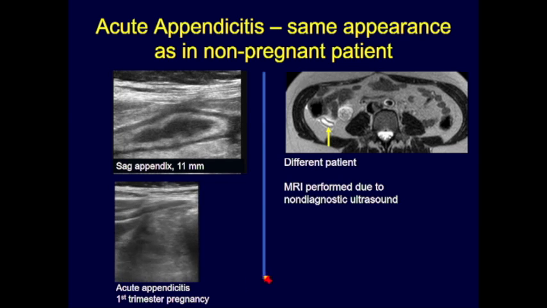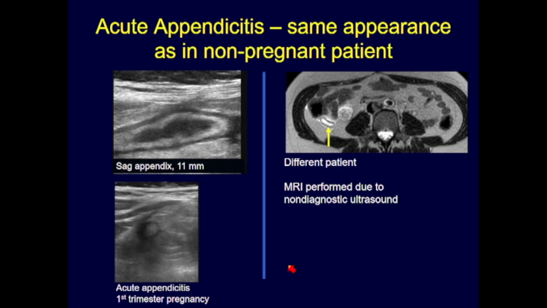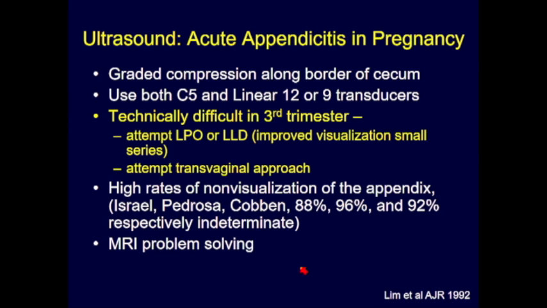This is a different patient who had a non-diagnostic ultrasound, but perhaps if we had used some of the tips that Dr. Jeffrey mentioned, we would have found her appendix. Her appendix is fluid-filled with inflammation on this axial T2 weighted image, and sometimes MRI is performed in patients who have difficulty finding the appendix on ultrasound. So I don't want to go into the technique too much, except to say that it is technically difficult in the 3rd trimester, and LPO or LLD position should be attempted, as well as the transvaginal approach. And MRI is used at my institution for problem solving.